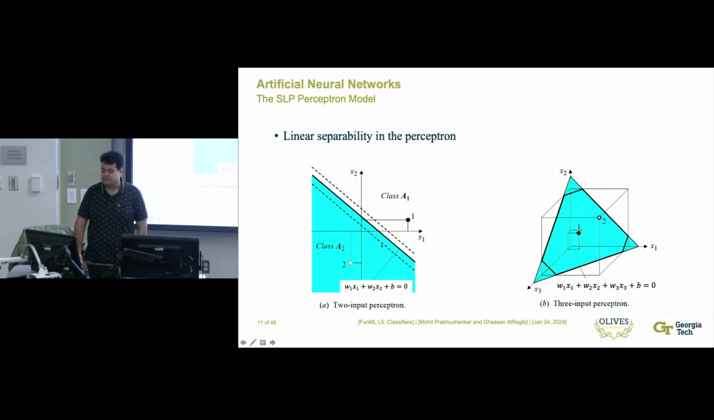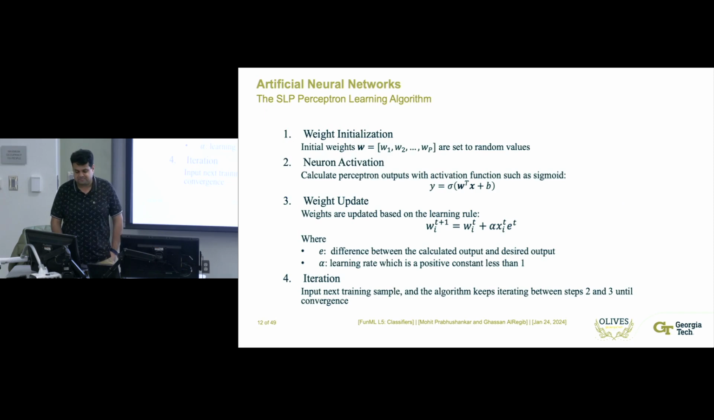So this is in the 2-dimensional case. In a 3-dimensional case, we can have something similar, and this is what you see here on the right-hand side. So you have w1x1 plus w2x2 plus w3x3, the same thing as w transpose x plus b equal to 0, and you have this 3-input perceptron model.